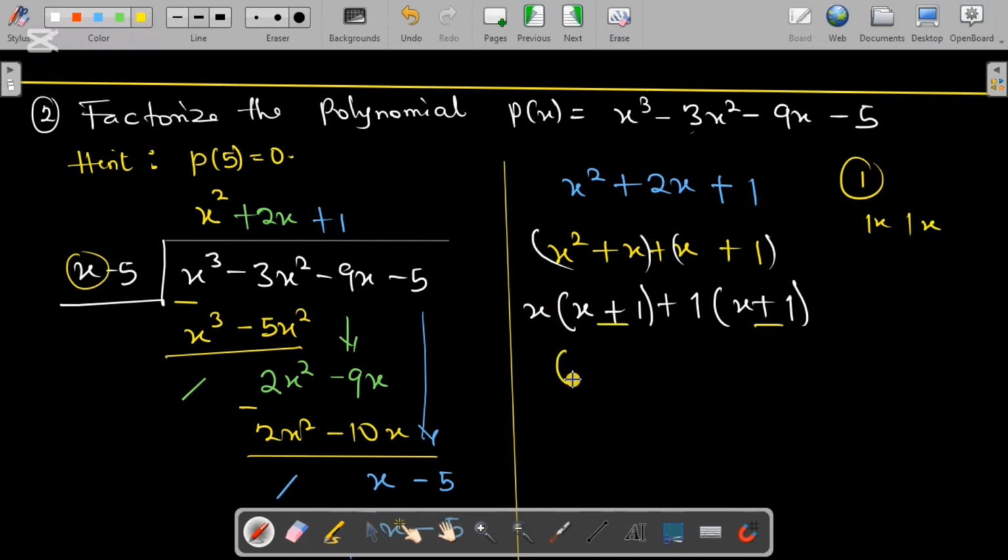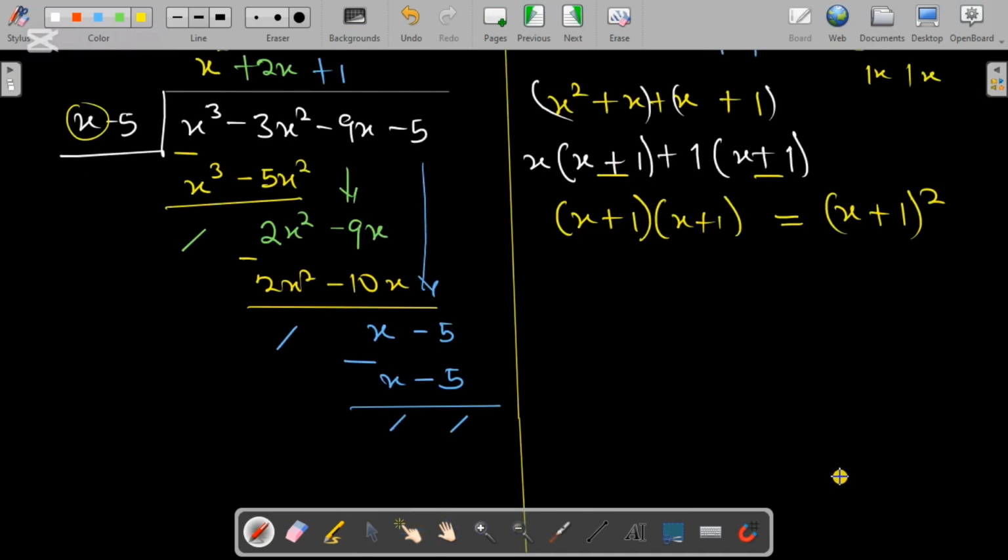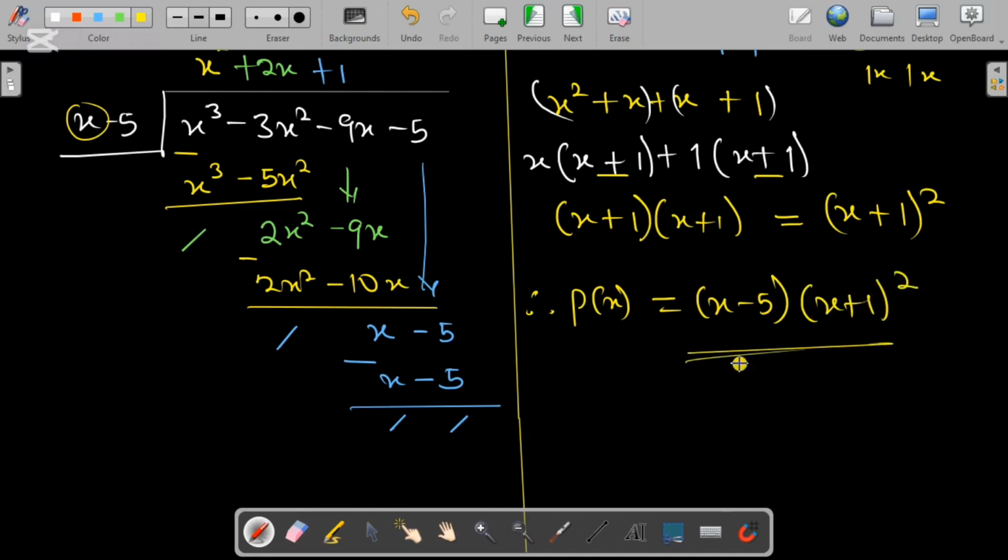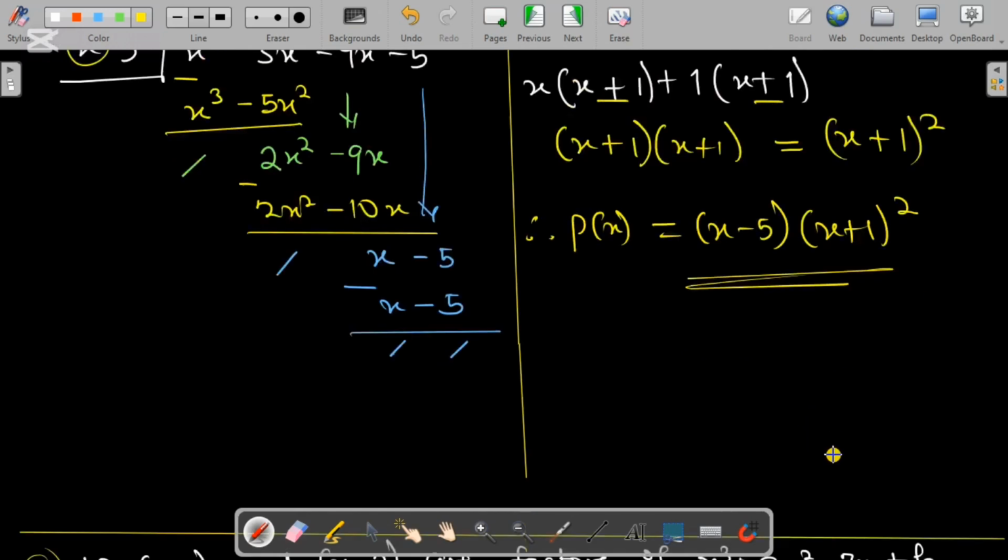Okay, and when that happens, you gather what you have outside the bracket and then pick one of the common brackets. And if you watch here, you see that both of them are the same, so you can as well write it as x plus 1 squared. Okay, and you are done with the factorization. So what it means is that that polynomial, which is your p of x, we don't need to write it again, is actually equal to x minus 5 multiplied by this other one, which is x plus 1 all squared. And that is the answer for number 2.